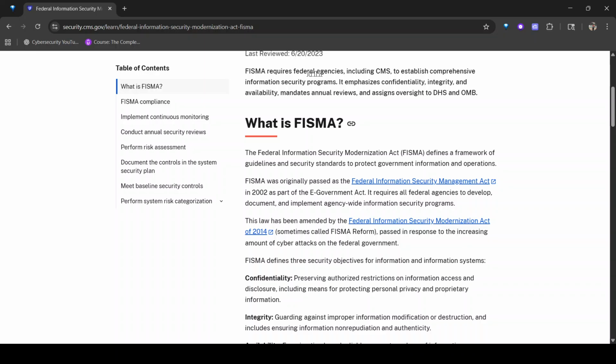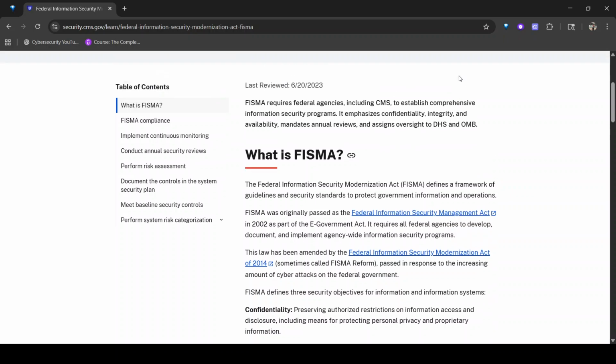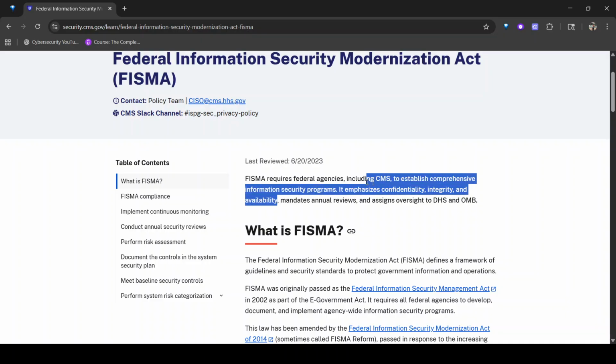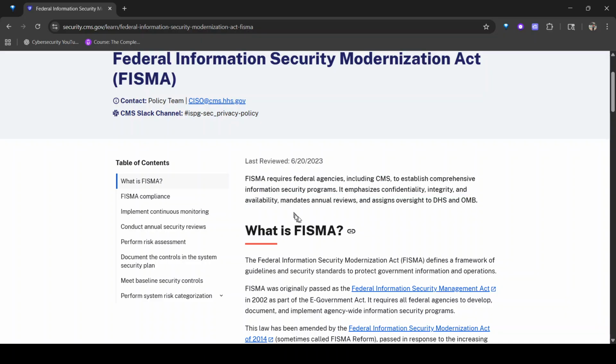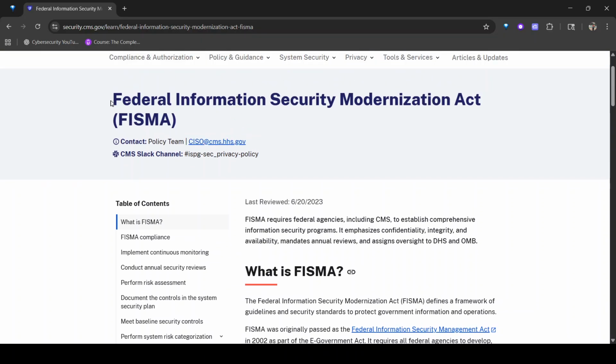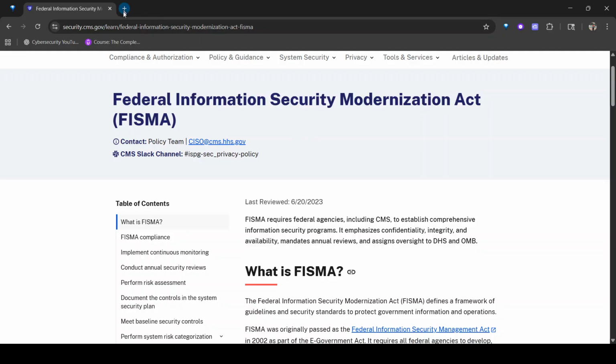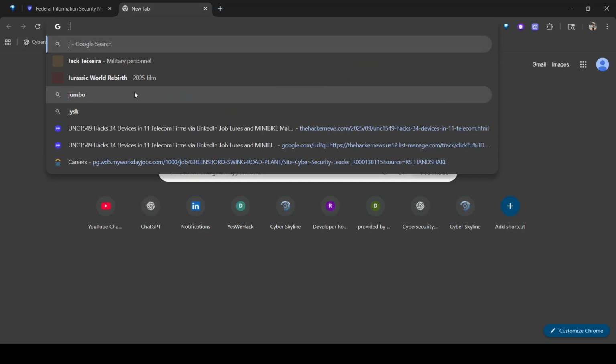And FISMA requires federal agencies, including CMS, to establish comprehensive information security programs. It emphasizes confidentiality, integrity, and availability, the CIA triad, the foundation of cybersecurity. It mandates annual reviews and assigns oversight to DHS and OMB. And FISMA stands for Federal Information Security Modernization Act. Actually, while we're here, I should have done this earlier, excuse me.